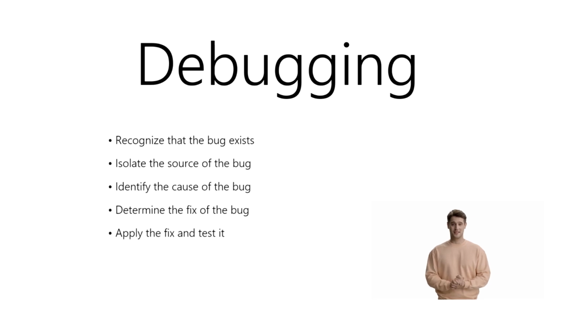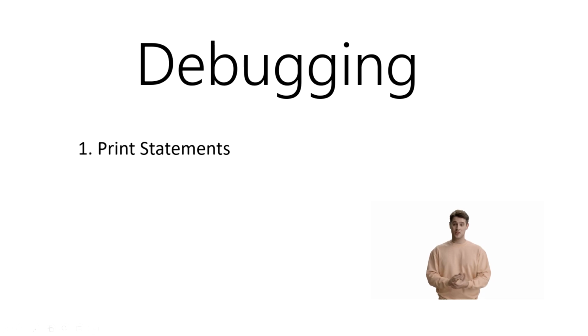Apply the fix and test it. After finding the way to fix the bug, apply that fix to your code and test it. If it works, perfect. If not, repeat the previous step. Now, let's look at 5 debugging techniques.